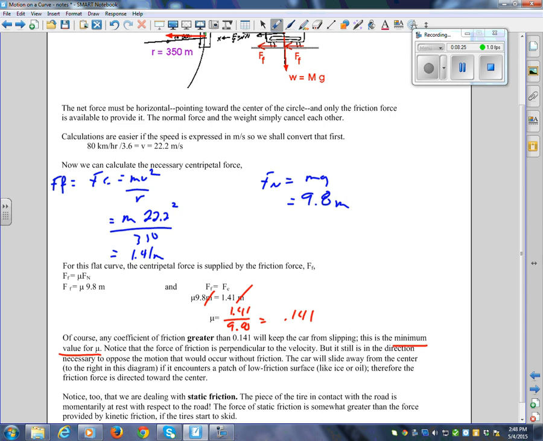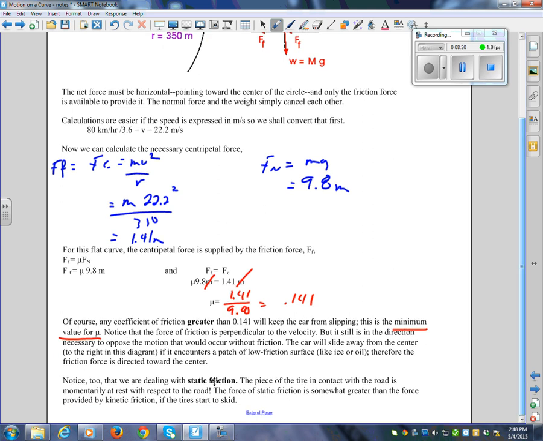Therefore, the friction force is directed towards the center. Notice, too, that we're actually dealing with static friction. The piece of tire in contact with the road is momentarily at rest with respect to the road, because it's rolling, right? So it's actually static friction. The force of static friction is somewhat greater than the force provided by kinetic friction if the tires start to skid. Once you start skidding, it's pretty tough to gain control because the friction force is less.